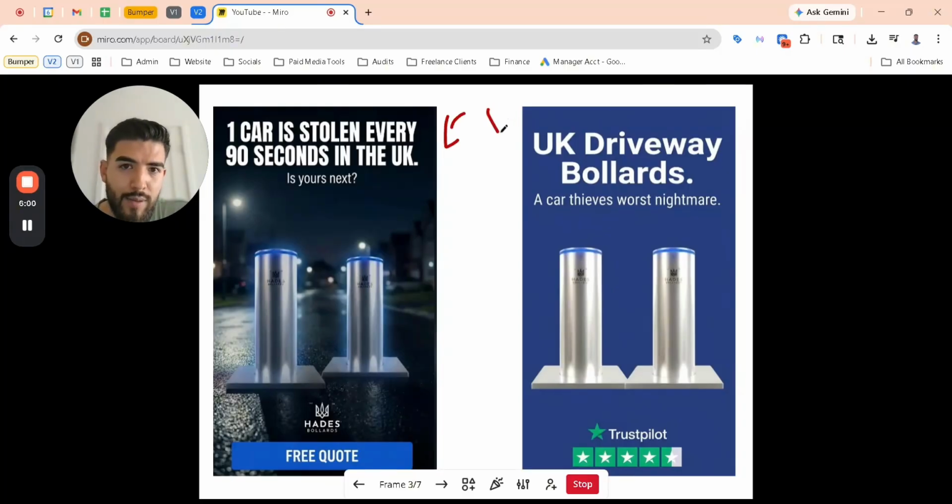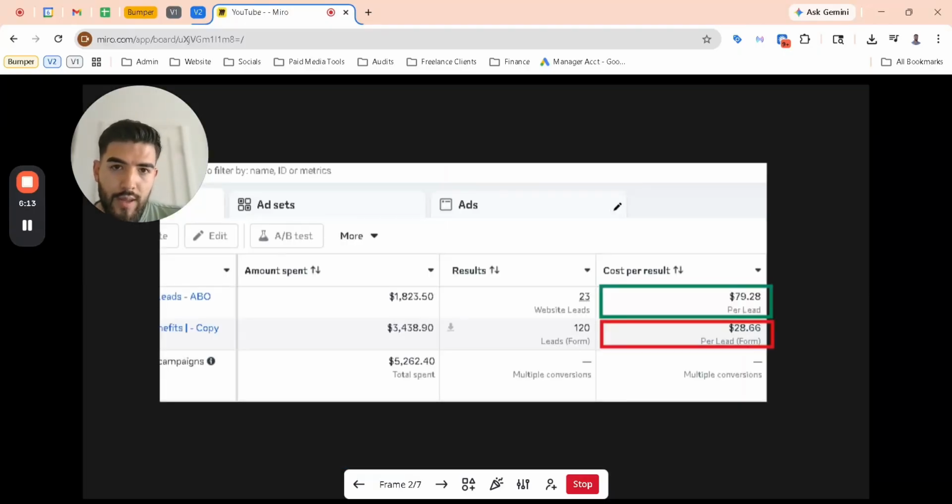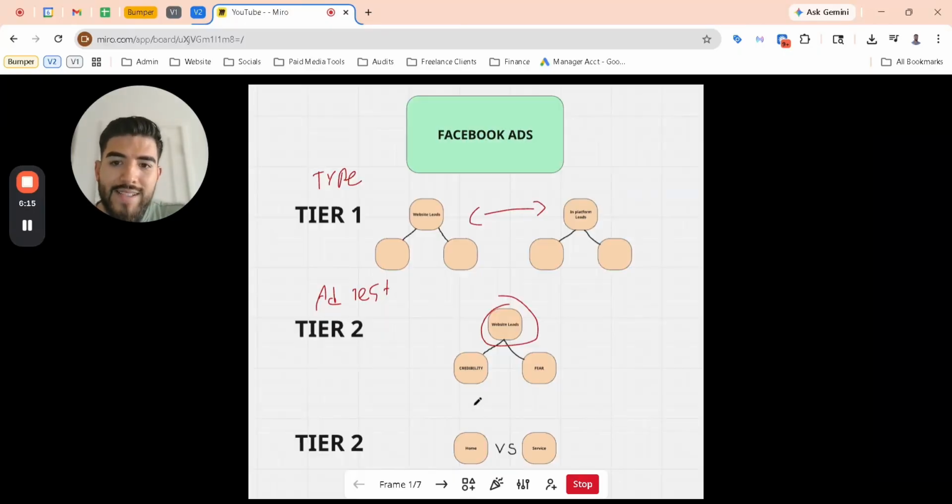Versus this ad is purely just credibility. Like, it's straight to the point. We sell UK driveway bollards. And here's why we're credible. Look at our Trustpilot reviews. And then it gives a little bit more understanding around what it is that these actually do. And so that is the second thing you want to do.